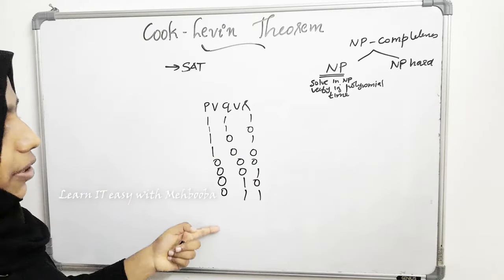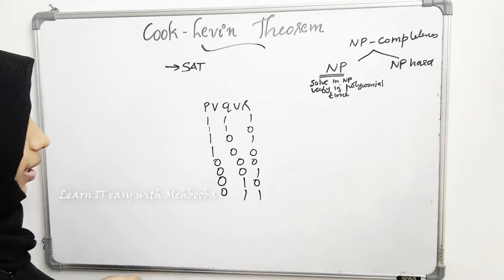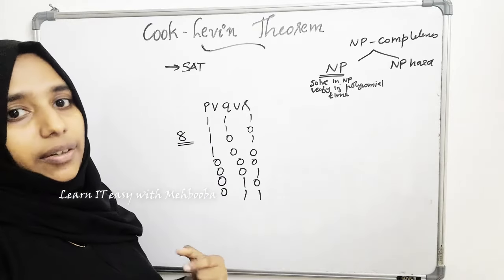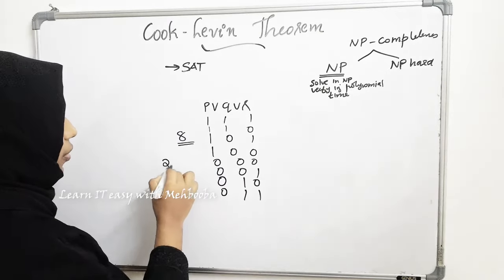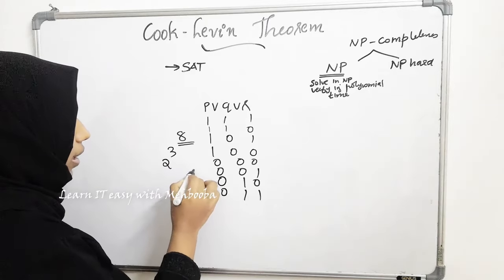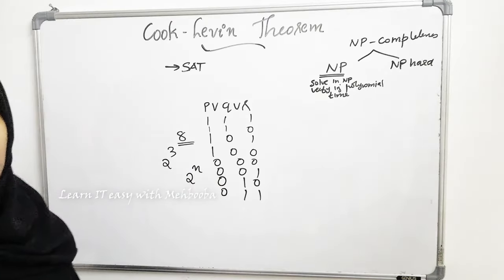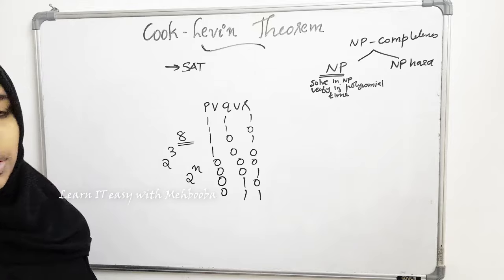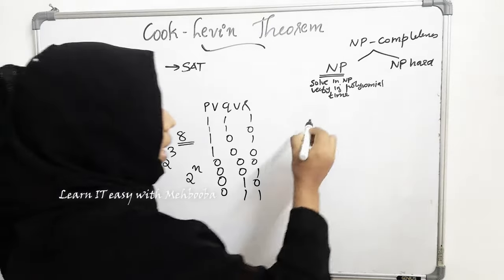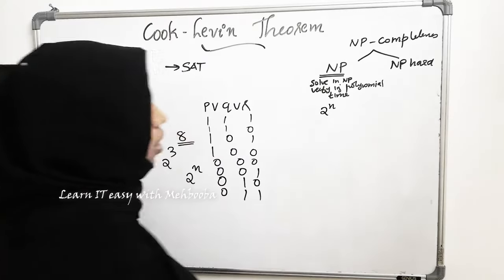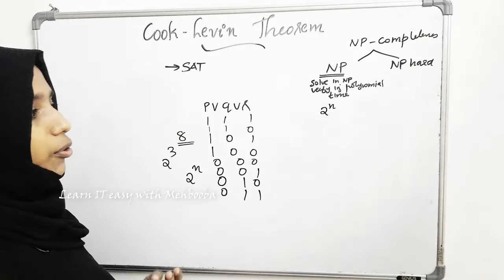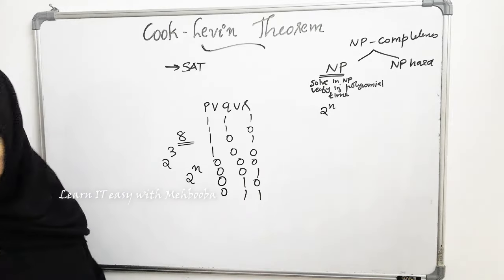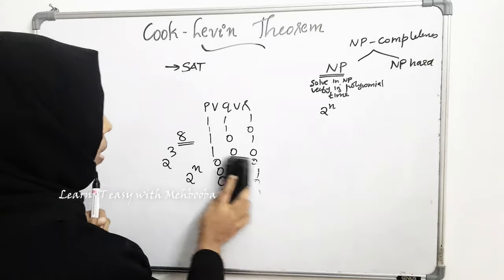Now you got 8 different combinations. That is 8 different ways of assignments, which is essentially 2 raised to 3. That is, if there are n variables, you can have 2 raised to n assignments for the variables in the formula to check whether the formula is satisfiable or not in the worst case, not in the best case. So 2 raised to n assignments are to be made for the variables in the formula to check whether the formula is satisfiable or not in the worst case. So the solution time, the time taken to solve the formula, is 2 raised to n.